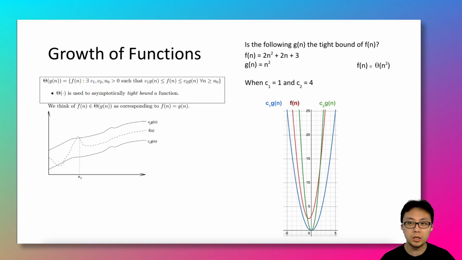From this example, you can see that if the terms of the highest degree in two functions have the same degree, they will be each other's tight bound. The extra terms with smaller degrees, or that grow more slowly, don't really matter.